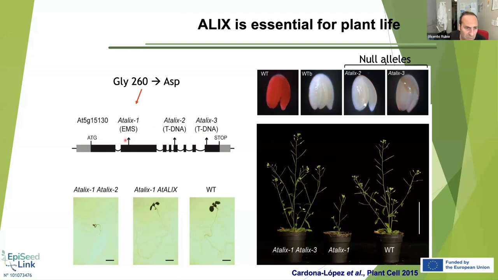But we got a line that contains a point mutation in ALIX, which is a change in one amino acid at the Bro1 domain, a globular domain in the N-terminus of the protein. And these plants are viable. They are dwarf, but they are viable and fertile. So we can work with them, and we can characterize the function of ALIX in these plants.